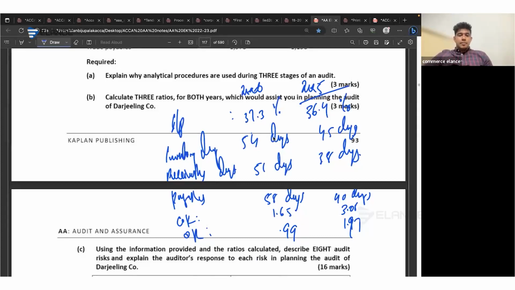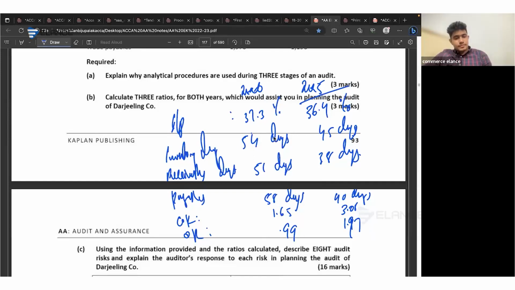Therefore, there will be possibility of having slow moving or obsolete inventory which need to be recorded at the lower of cost or NRV. And there can be chances that the company might not have done this, resulting in overstated inventory and understated related expenses. Clear? Yes, sir.